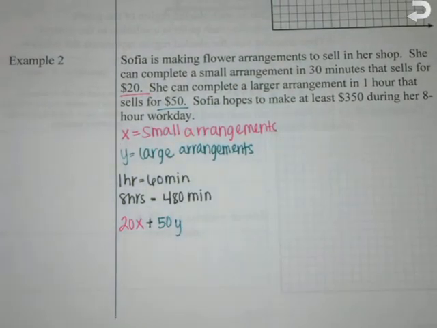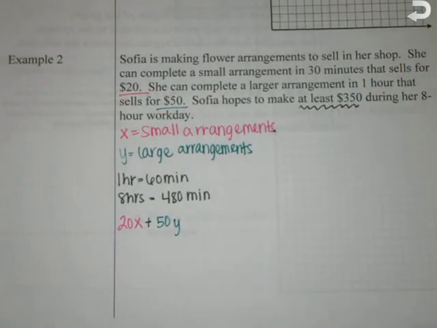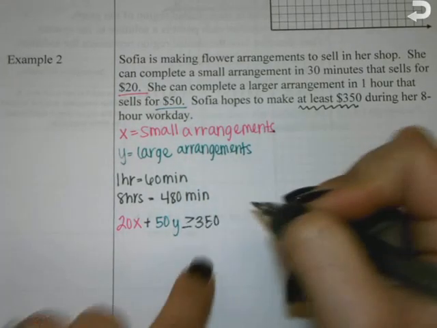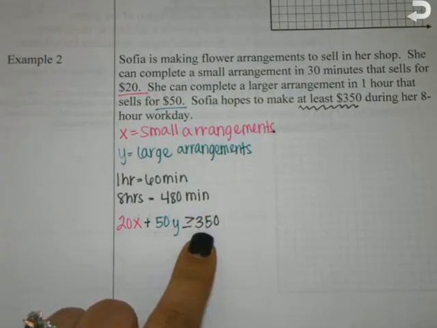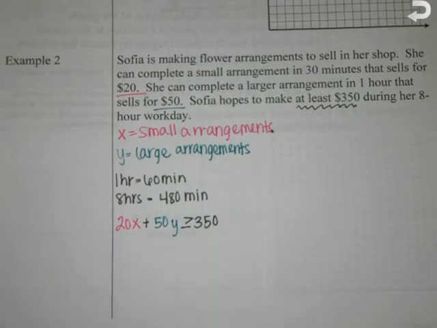She wants to make at least $350. What inequality would that be? Greater than or equal to? Because that's her minimum, right? So 350 or more. So that means greater than or equal to. Good.